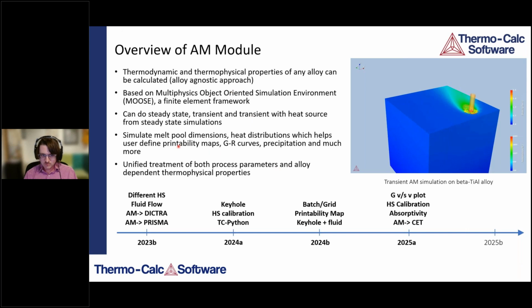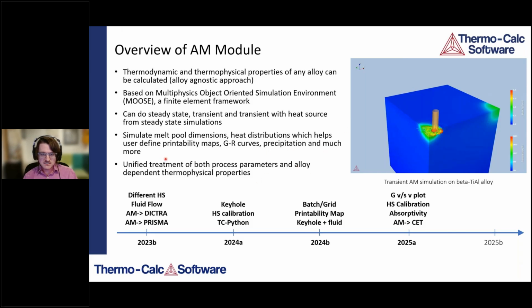Additionally, we can calculate things like printability maps, which I mentioned earlier, and the G-R curves, which is the thermal gradient and solidification rate. That's really useful for predicting the columnar to equiaxed transition, whether or not you're going to have equiaxed grains or columnar grains. I'll cover that later. You can also take the cooling curves. If we put a probe or a thermocouple in our finite element simulation somewhere, we can monitor that temperature and take that time-temperature history and put it into another one of our codes like the precipitation module or diffusion module and see if any precipitation or diffusion is happening to change the microstructure.